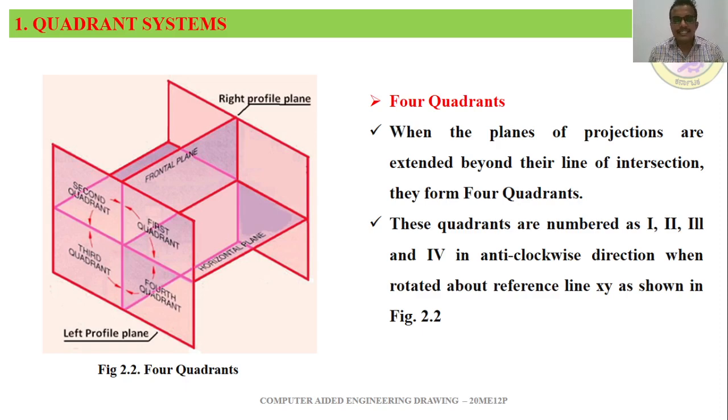The learning from this slide is that the quadrant system is not a new thing. What we did is we understood the different planes, that is frontal plane, horizontal plane and profile plane. Now we are just extending the horizontal plane and the vertical plane, and by extending them at their intersection, we got four quadrants, and we are naming them in the anti-clockwise direction as first quadrant, second quadrant, third quadrant and fourth quadrant.